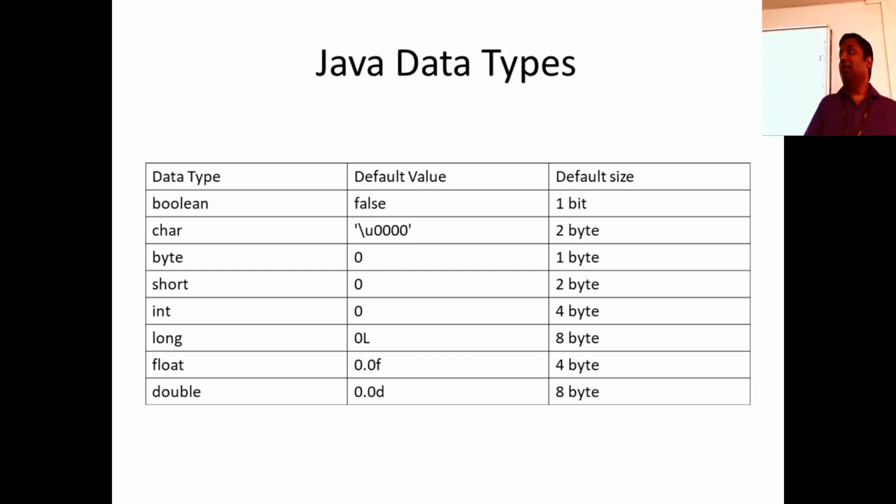Float and double are used for storing fraction values or any decimal point values. Float takes 4 bytes. Double takes 8 bytes.